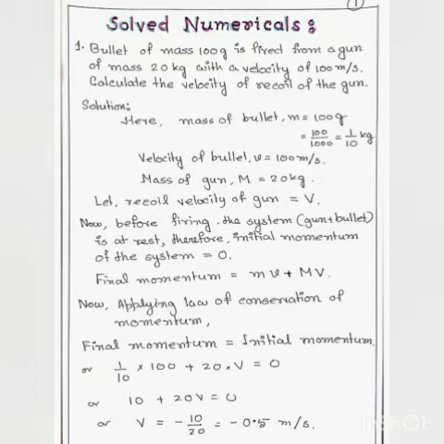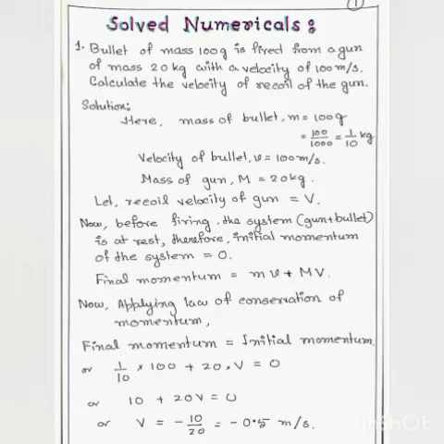Now before firing, the system, that is the gun and bullet, is at rest. Therefore the initial momentum of the system is 0 and final momentum is equal to small m into small v plus capital M into capital V. Now applying law of conservation of momentum, we know that final momentum is equal to initial momentum, and here initial momentum is 0 and final momentum is small mv plus capital MV.